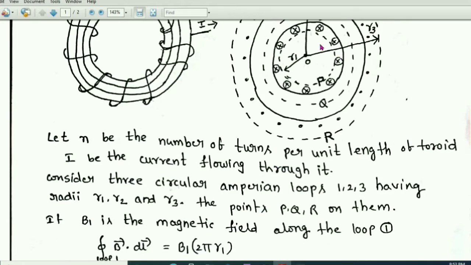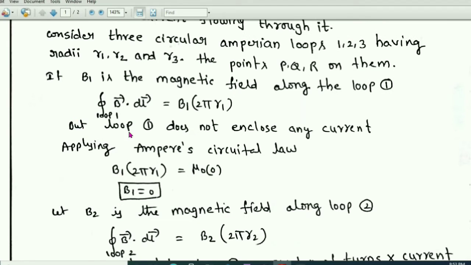But loop 1 carries no current, so the loop 1 does not enclose any current. Applying Ampere circuital law, for the loop 1, the line integral of B bar dot dl bar is equal to B1 into 2 pi r1, which is equal to mu naught times the current enclosed. For the loop 1, the current enclosed is 0. That's why B1 is 0. So the magnetic field along the loop 1 is 0.